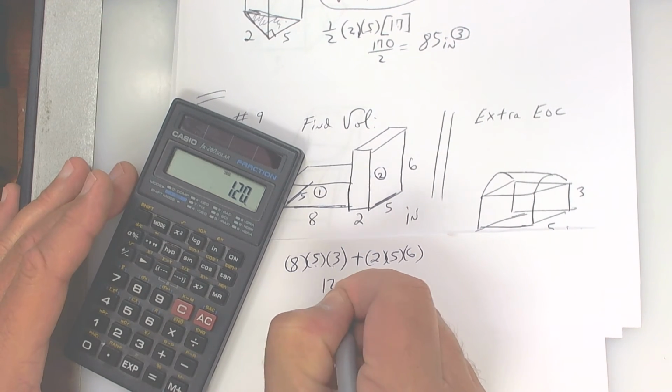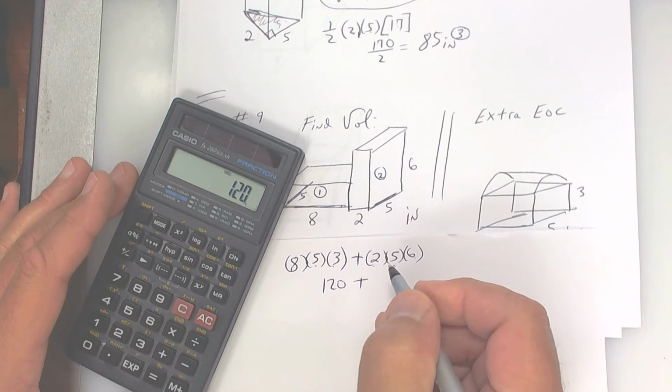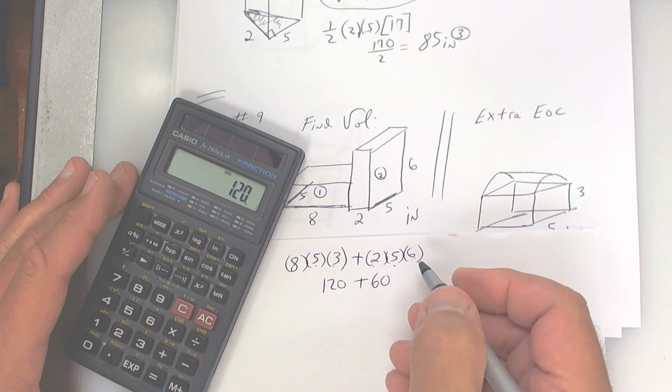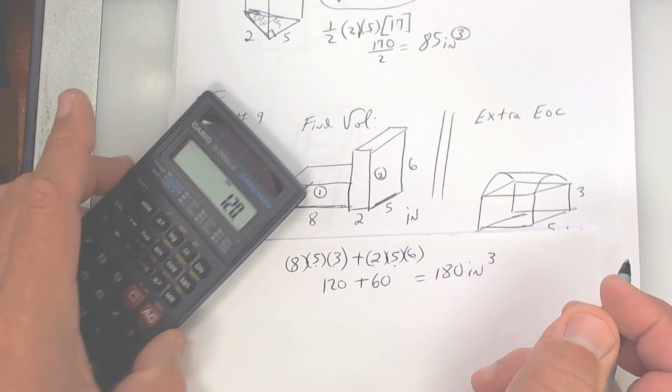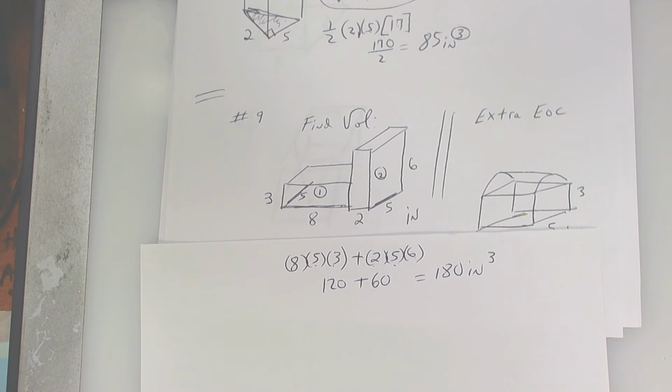I get 120 there. And this is 10, so that's 60. And so it looks like 180 cubic inches. And it's volume. Okay? So you break it up into two figures.